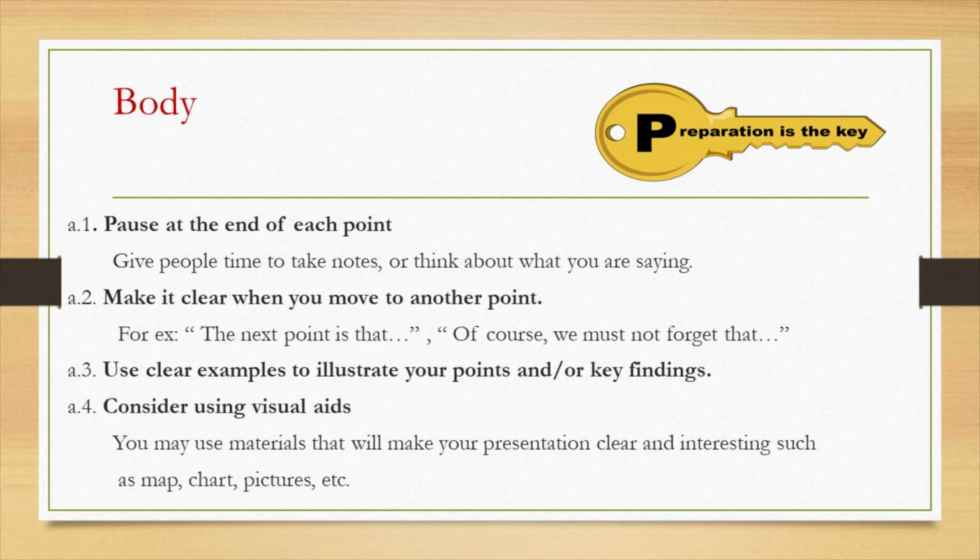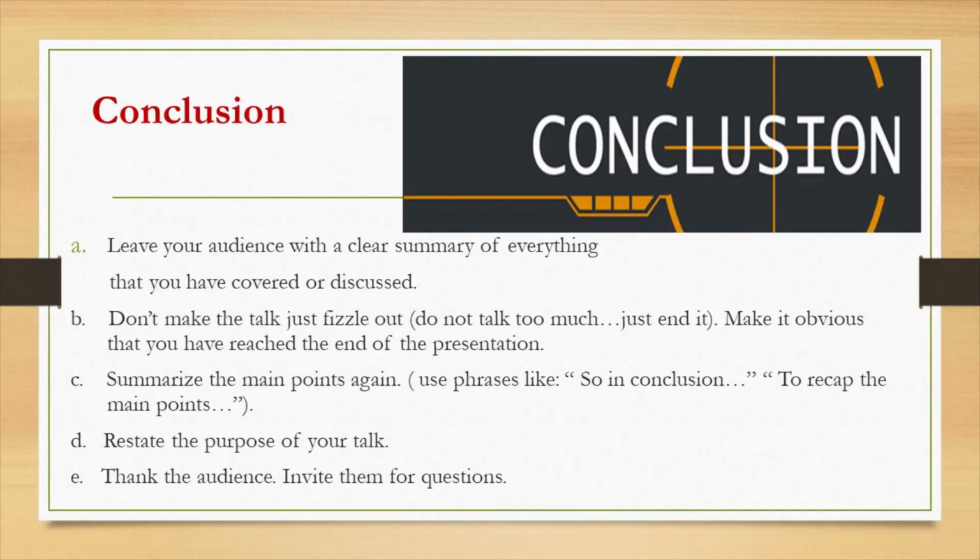And visual aids can be maps, charts, pictures, but definitely not a picture of the speaker. Next, we have the conclusion. Under conclusion, we have the following. A, leave your audience with a clear summary of everything that you have covered or discussed. B, do not make the talk just fizzle out. Make it obvious that you have reached the end of the presentation.